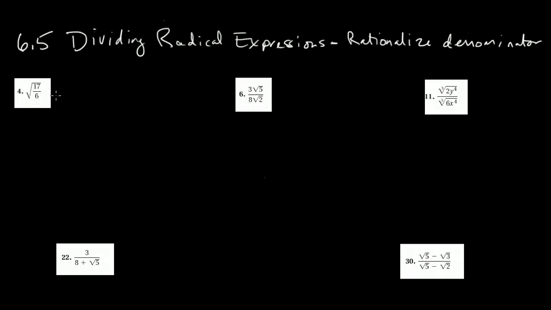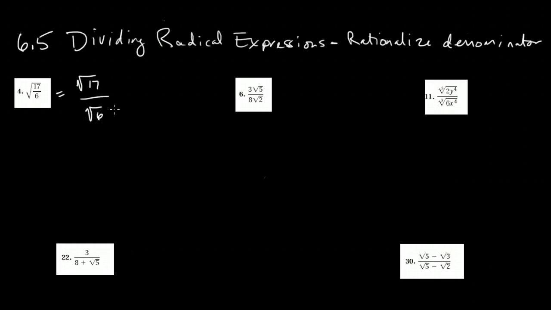The first one says the square root of 17 over 6, which is basically another way of saying the square root of 17 over the square root of 6. So to remove the radical sign from the denominator, we need to multiply by a factor that will make the denominator a perfect square, and since it's in a fraction, we need to multiply the numerator and the denominator by the same number, a factor of 1 basically, so we don't change the value.